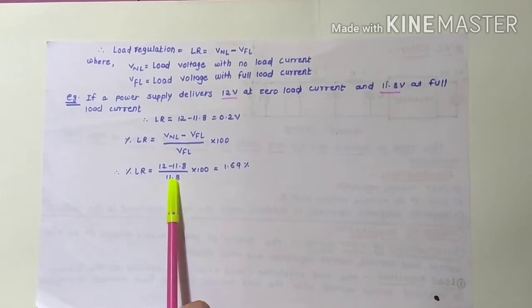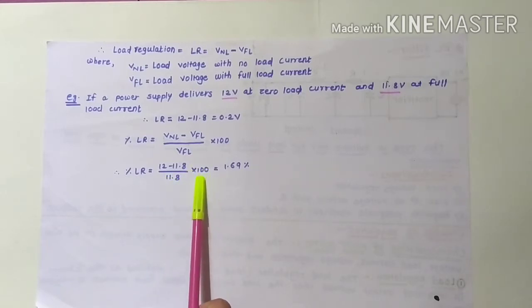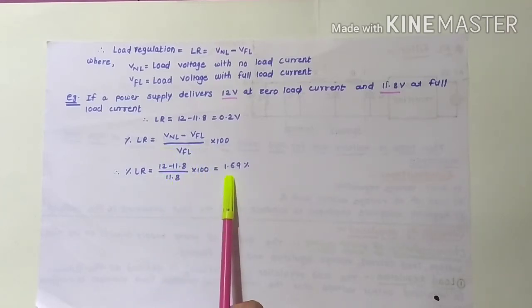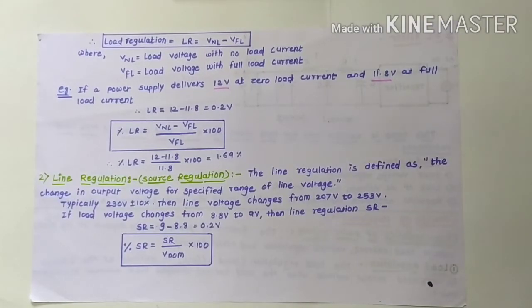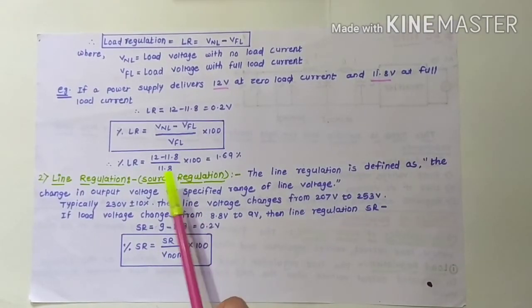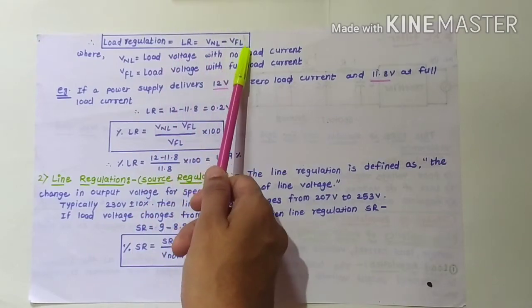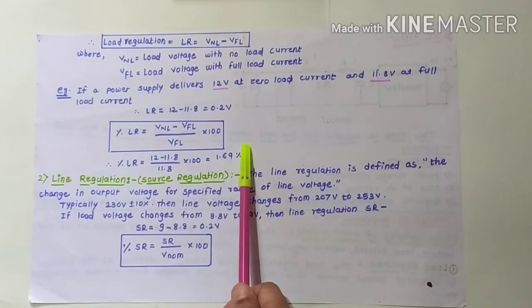We have to divide this by 11.8 and multiply by 100. So by calculating all these terms, we'll get the load regulation equal to 1.69%. Got it, students? All of you got the load regulation and the percentage of load regulation.